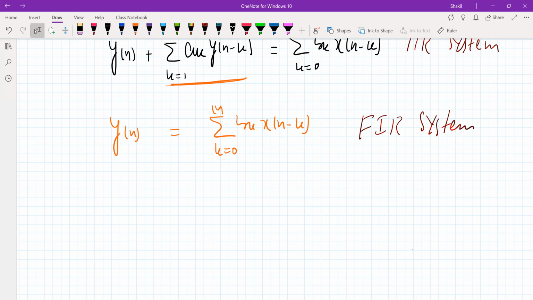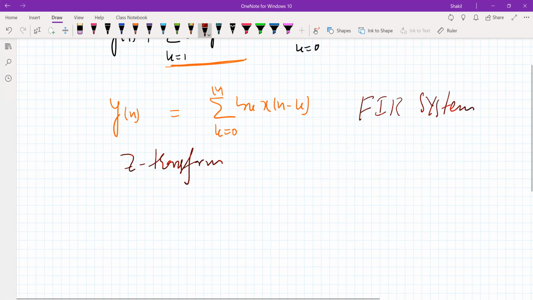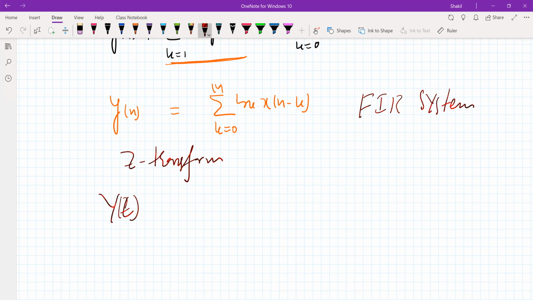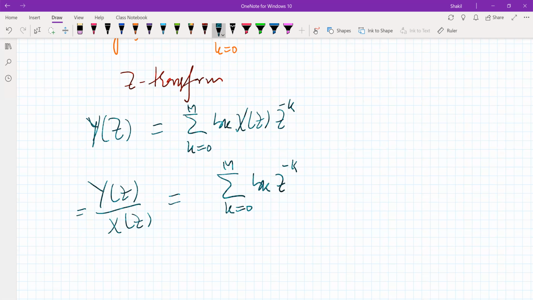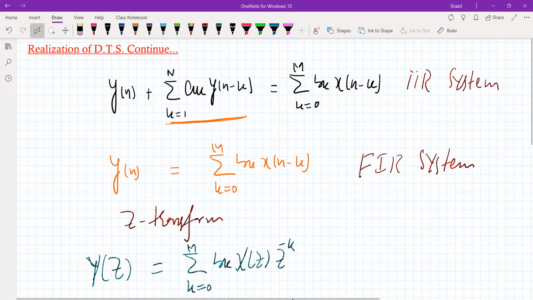You can also write this in the transfer function form. So we can take the z transform on both sides, and Y of z is equal to summation k from 0 to m of b_k z to the power minus k times X of z. Now taking X of z common and dividing Y of z by X of z, we get summation k from 0 to m of b_k z to the power minus k. There are no poles in this system, you can check. There are only zeros, right? So this is the transfer function of this system, where this part is 0.